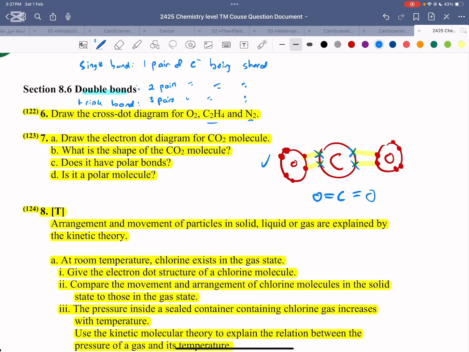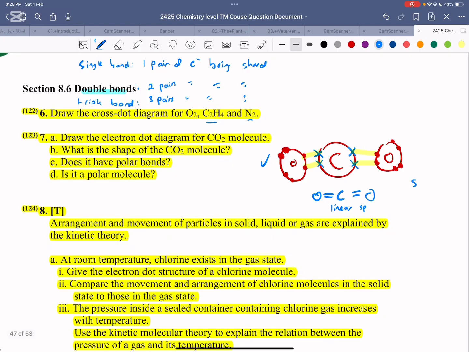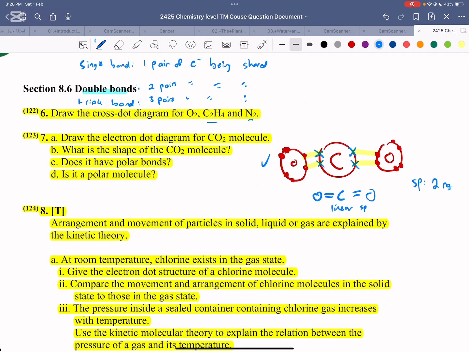So we did part A. What is the shape of CO2 molecule? Now, the shape of a CO2 molecule is going to be linear. Now, why is it linear? Because it has sp hybridization. And how did I know it has sp hybridization? You just look at the regions. So sp, it has two regions around it. I look at carbon, it's surrounded by one region and another region. That's why it's two regions. So sp and the shape of sp hybridization will be linear.